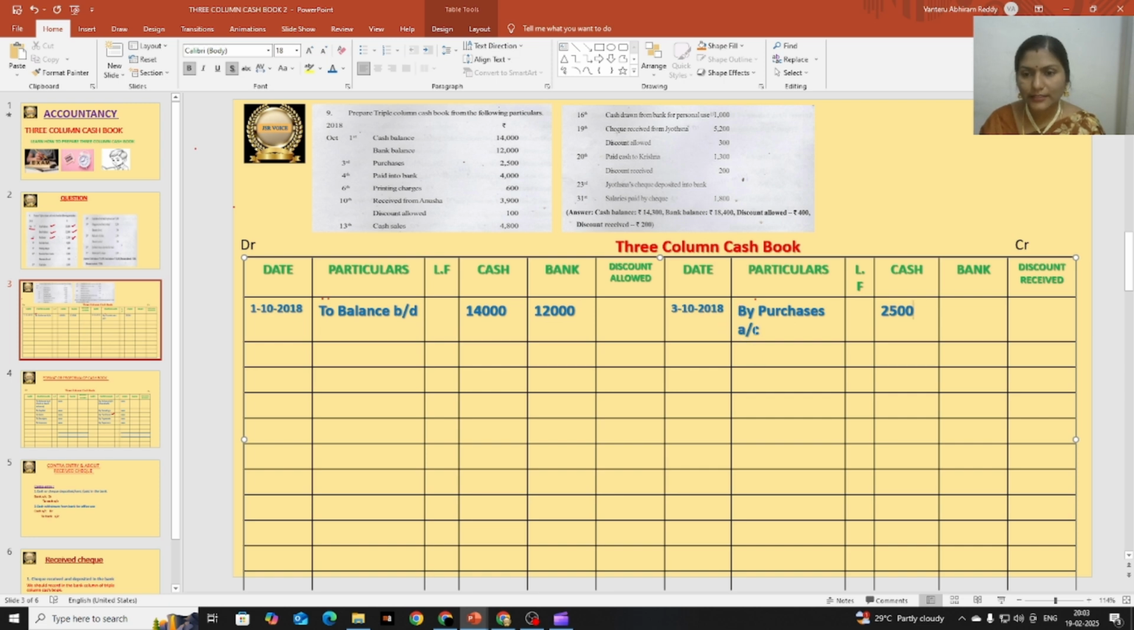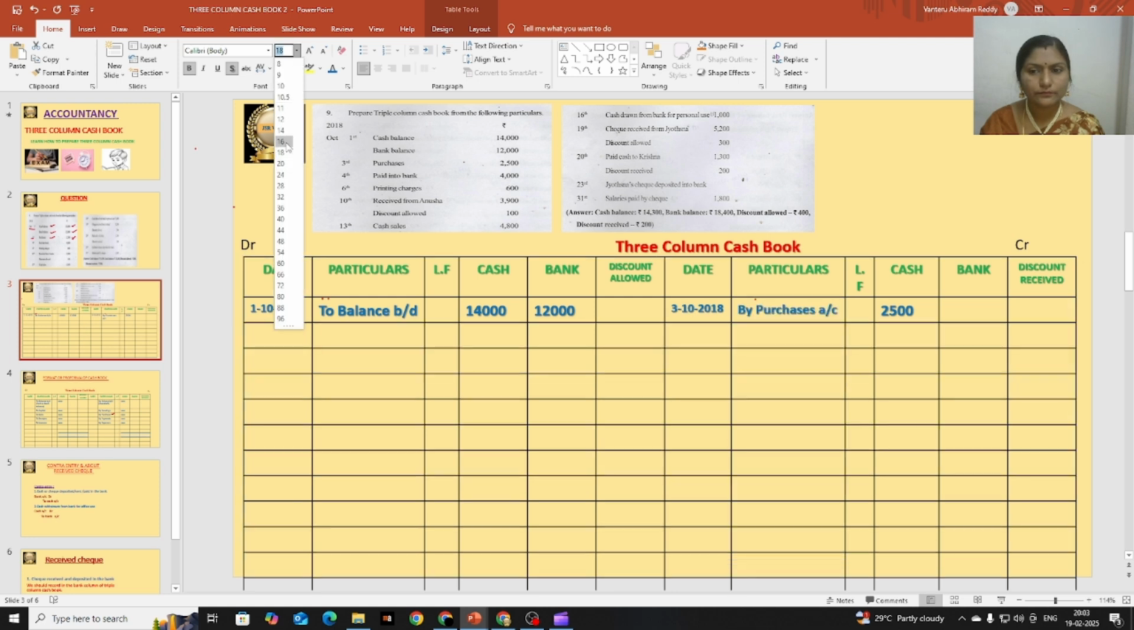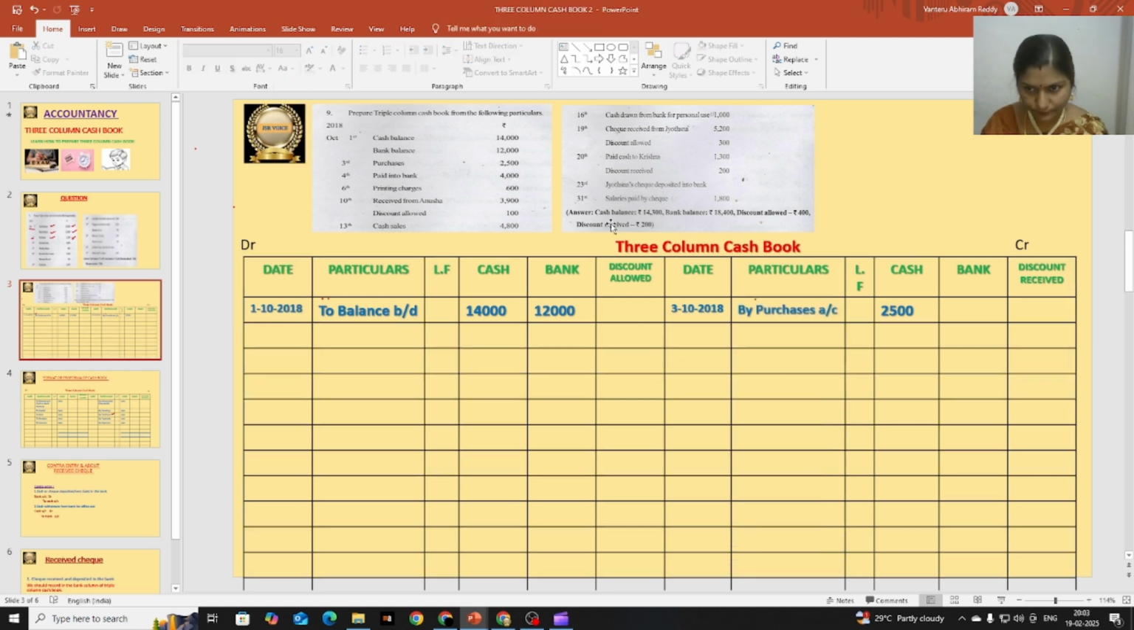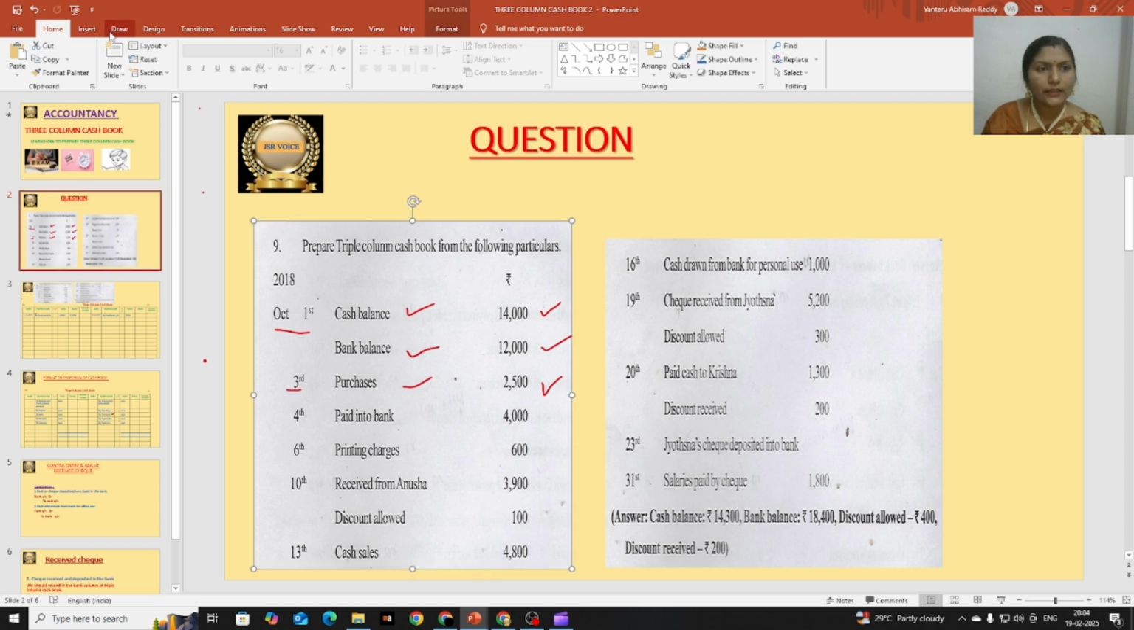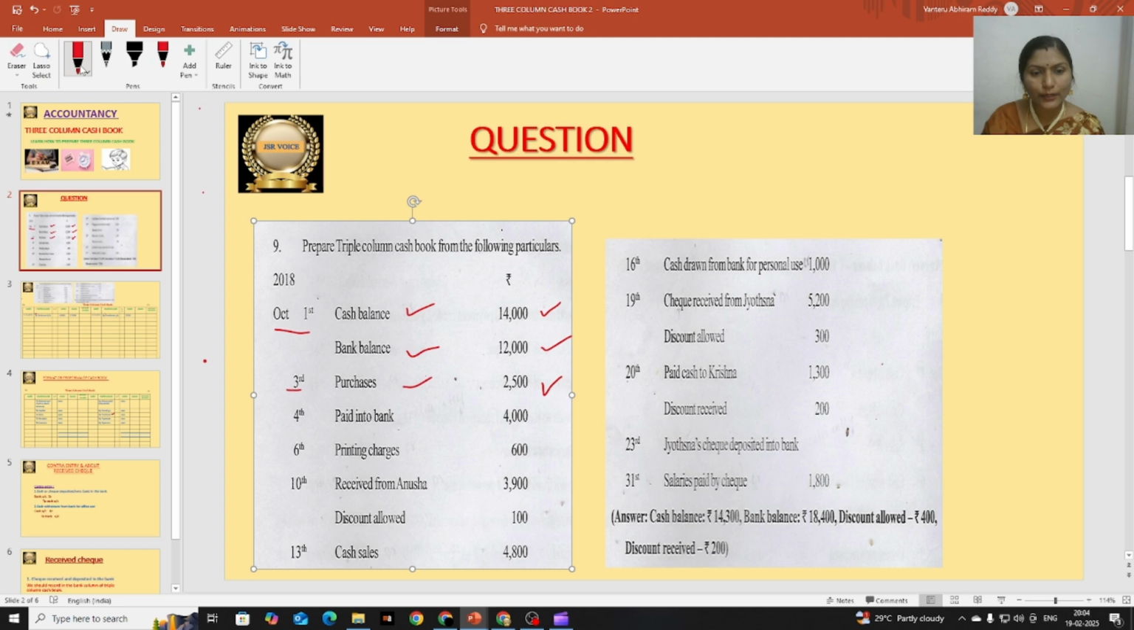Next, let us go to the next one. What is the next transaction? 4th date, October 4th. Okay, here we have October 4th. So what they have given here, on October 4th, paid into bank. So paid into bank is given.